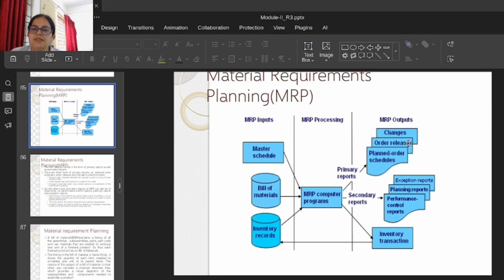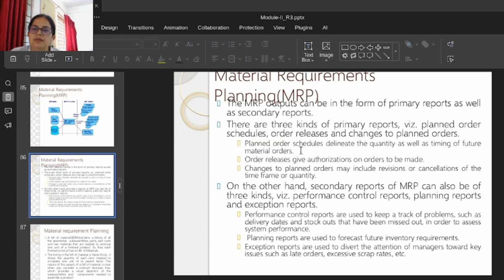Then order releases means when we need to release the order. Then plan order schedule, when we need to plan the quantity as well as the timing of the material to order. Future material to order means when we need to place the order.